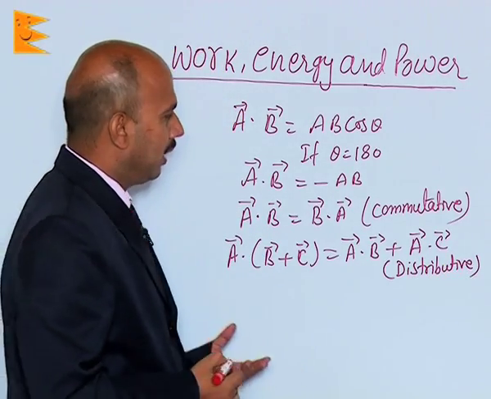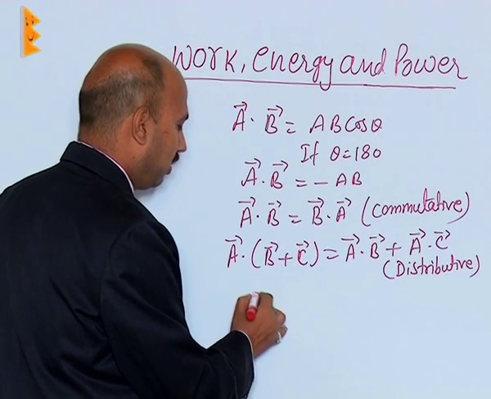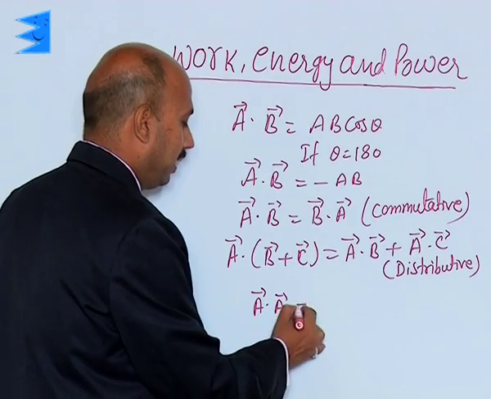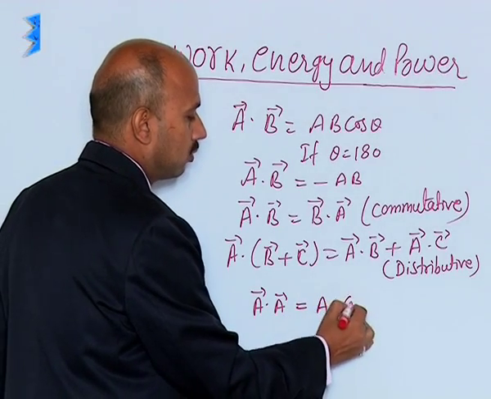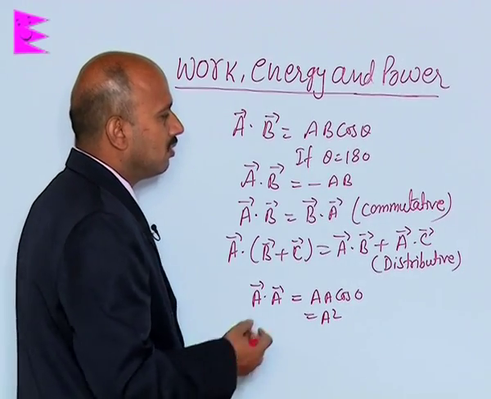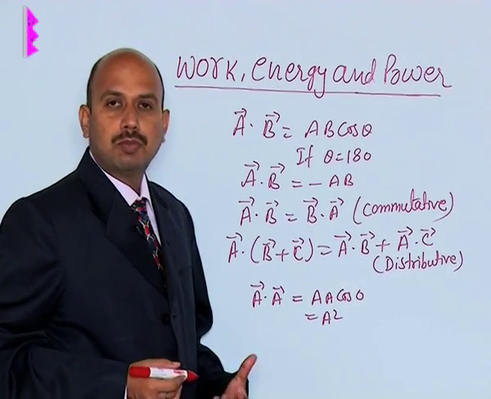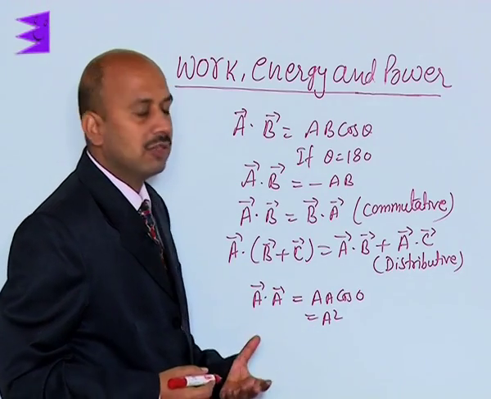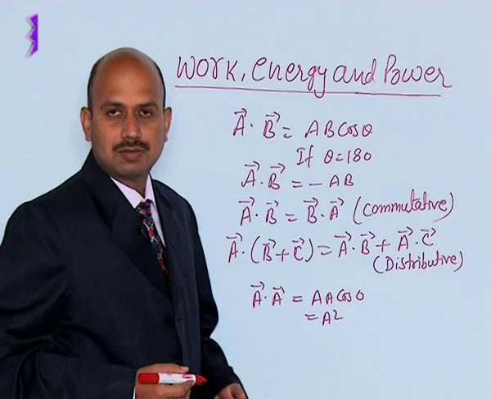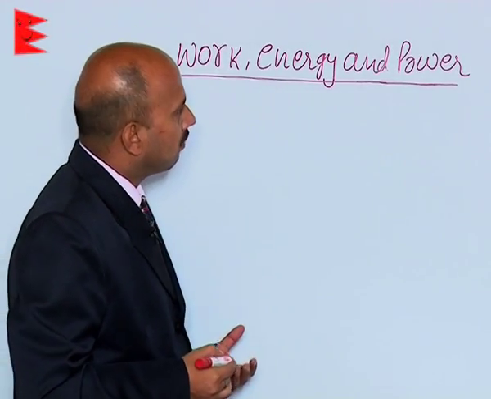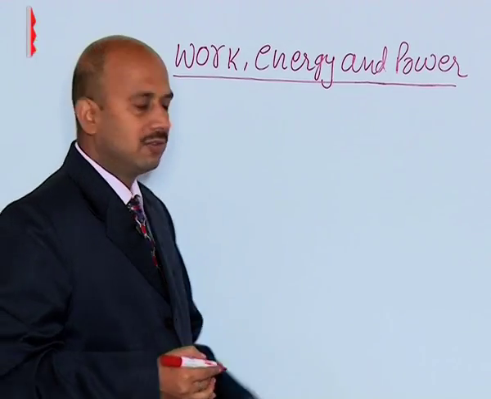Also, the third one: if you multiply two same vectors, you will get A cos 0, that is A square. So these are some basic properties of the dot product of two vectors. Let us see some examples or questions based on the dot product of two vectors. Before that, let us do the dot product of two vectors in Cartesian coordinates.